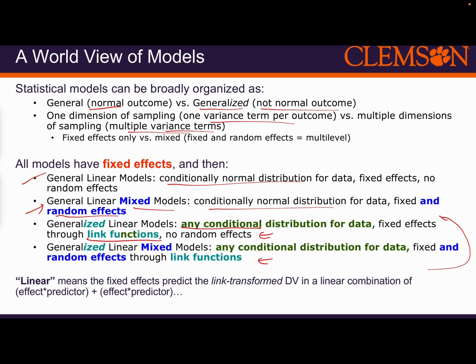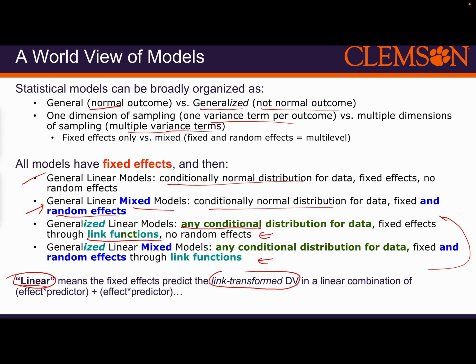So the idea of linear here actually refers to the link transform portion. Once we take our mean, for instance, a probability, and we convert it to some number that ranges between negative infinity and positive infinity, then we put a linear model on that converted mean itself.